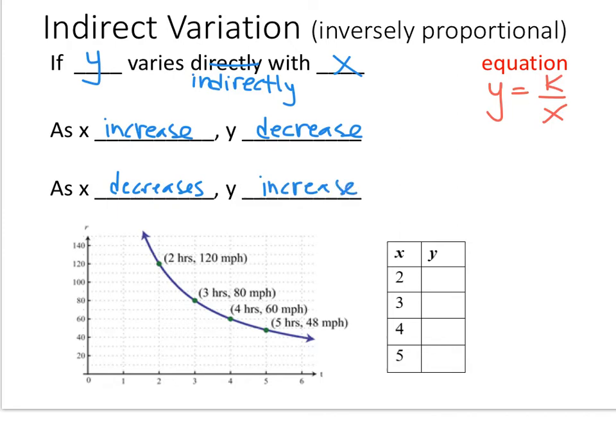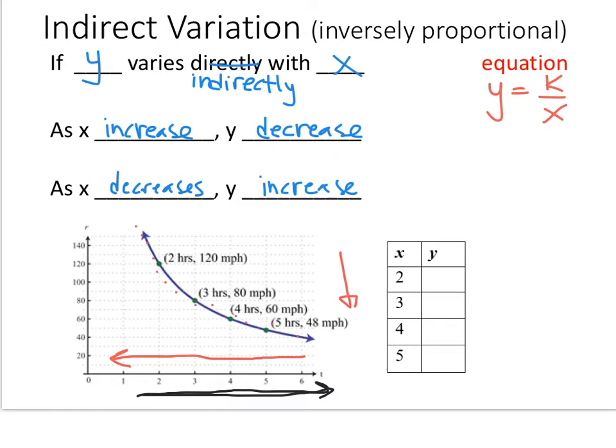Now we could see that very easily with particular tables or particular graphs. So as we look at this graph here, we can kind of see an example of this indirect variation, that as I increase my x values and I go to the right, my values of y start to go down. So if we look at miles per hour, as time goes on, my speed gets slower and slower and slower. Now if I was to go the opposite way, as I decrease my x values and start going backwards, I would see that my values of y would start to go up.